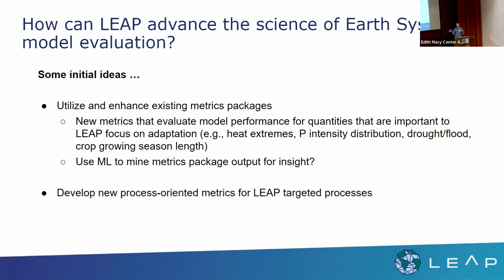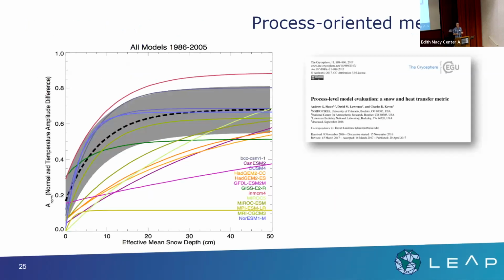Did the precipitation patterns get better? The question is, did we make the cloud microphysics better? And does that improve a cloud or whatever simulation? That's an important question. So we need to develop process-oriented metrics. And here's an example of what I think is a good process-oriented metric.